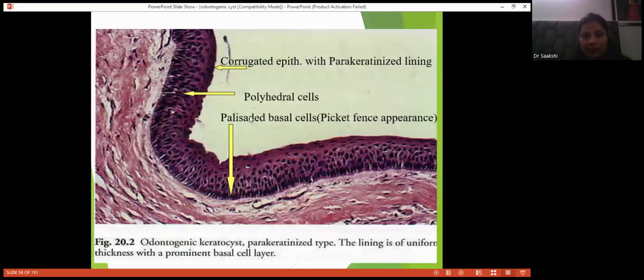सी दिस इज योर कोरुगेटेड एपिथेलियम. कहीं कहीं से देखो आपके एपिथेलियम में ब्रेक्स है. एपिथेलियम में कंटीन्यूअस एपिथेलियम नहीं है, लाइनिंग इसकी पैराकेराटिनाइज्ड है. ये बेसल सेल आपकी पॉलीहेड्रल सेल्स है. ये देखो इसे बोलते हैं पिकेट फेंस ऑफ पेरेंट्स, कि एक के बाद एक के बाद एक ही लाइन में अरेंज है.